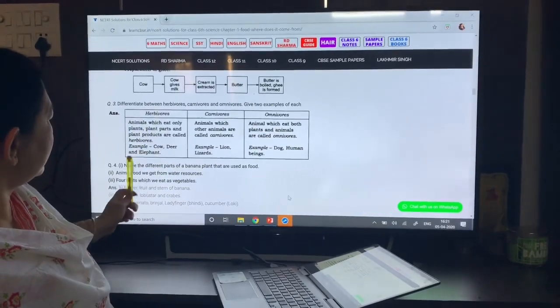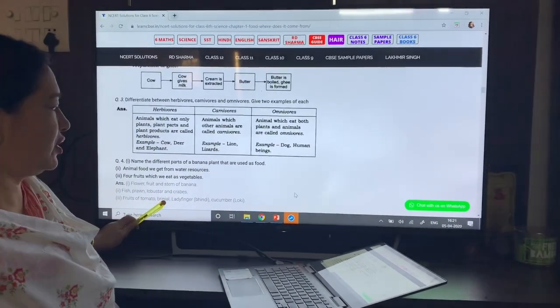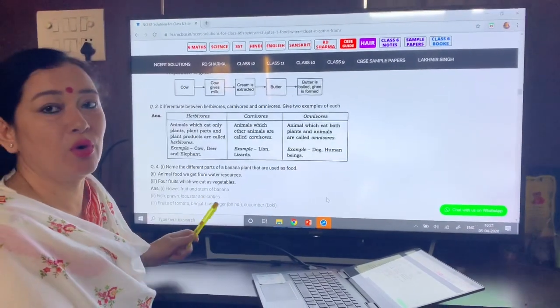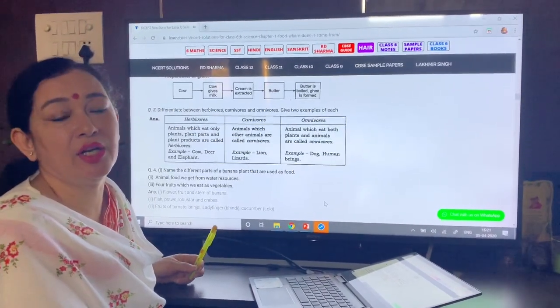And children, after this question is the last question here. And I hope you all will do all the work very neatly in your notebooks.